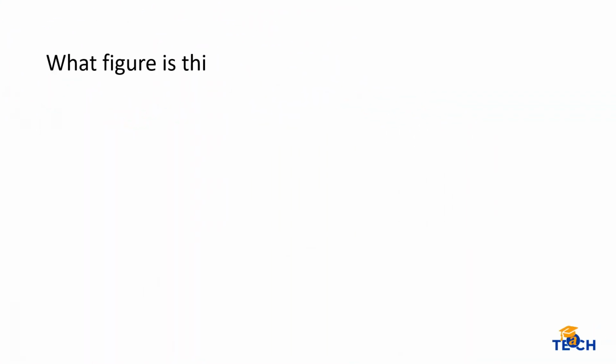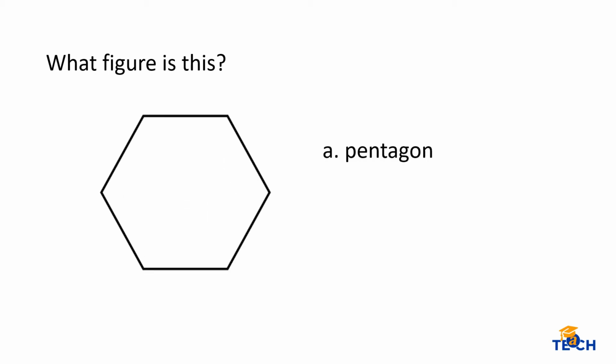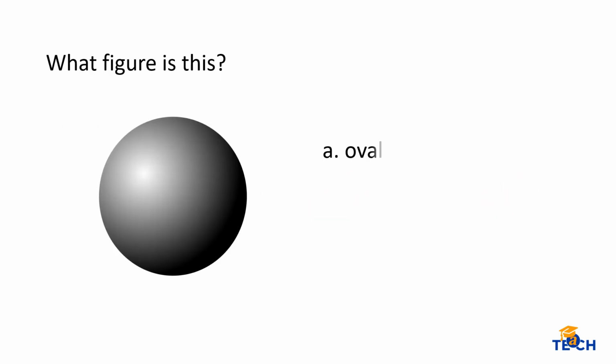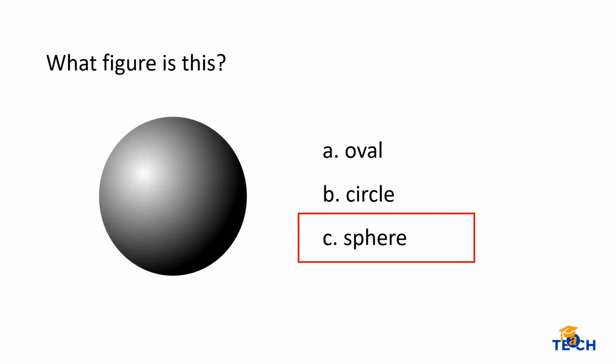What is this figure? A. Pentagon, B. Hexagon, C. Decagon. The answer is B. Hexagon. Next, how about this? A. Oval, B. Circle, C. Sphere. The answer is C. Sphere.